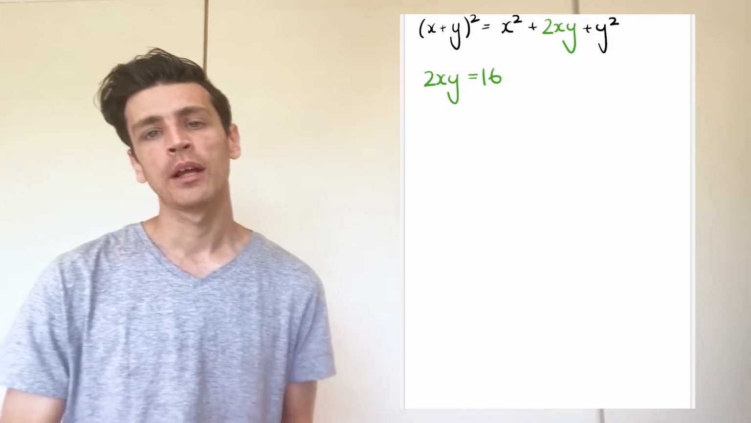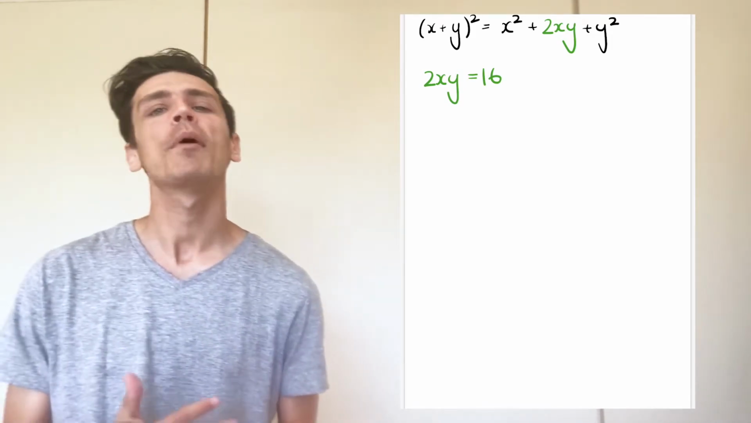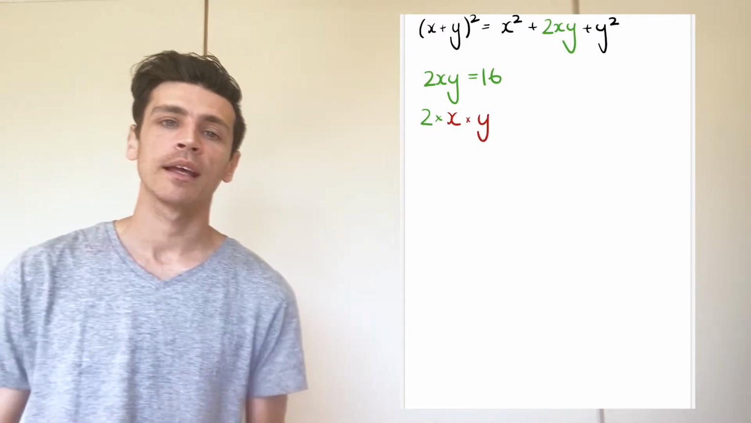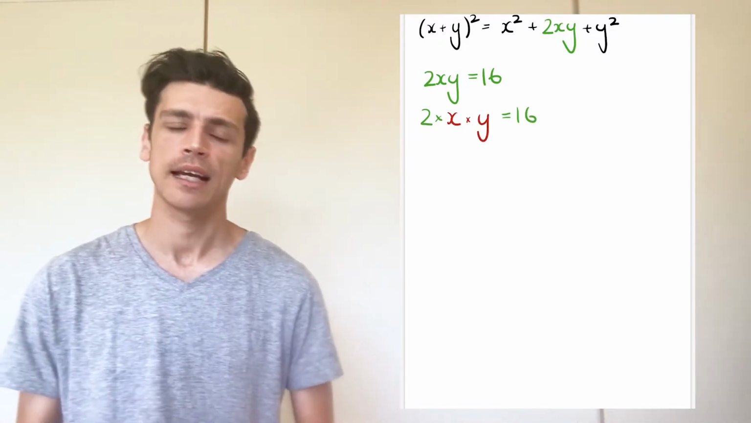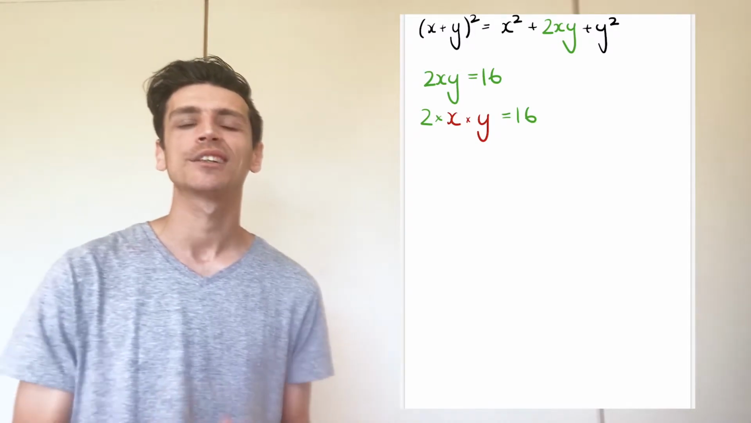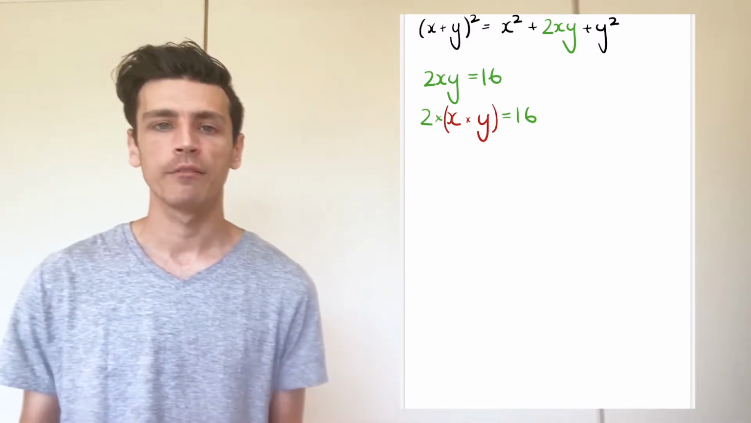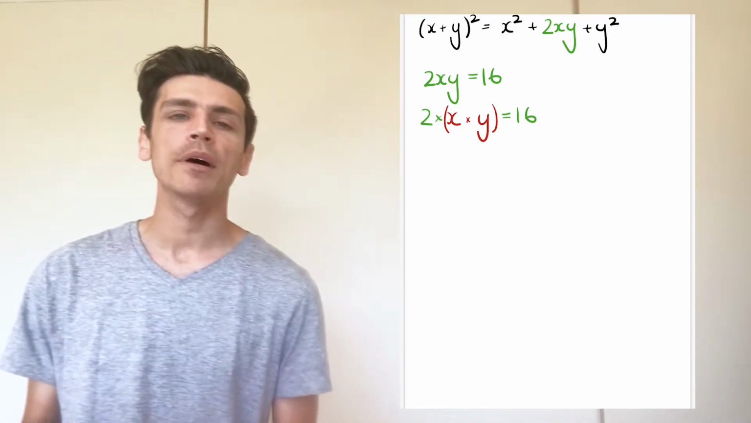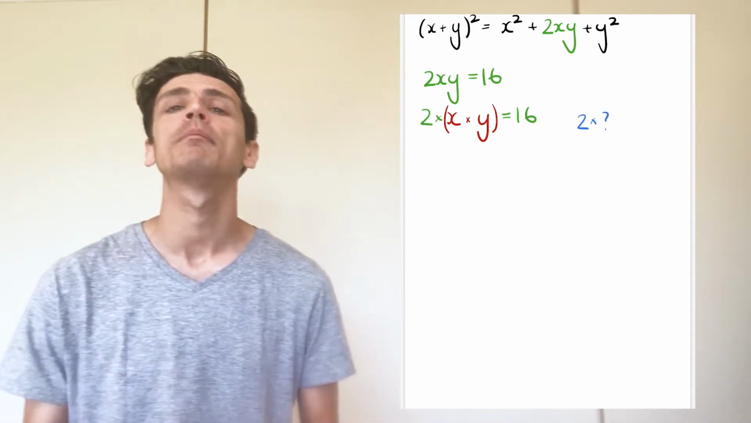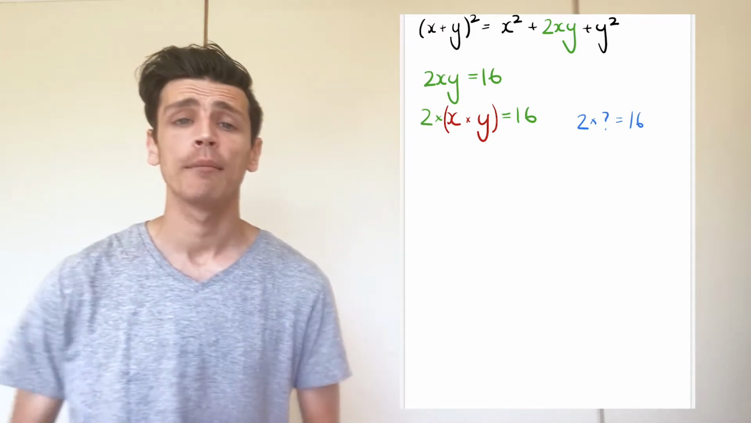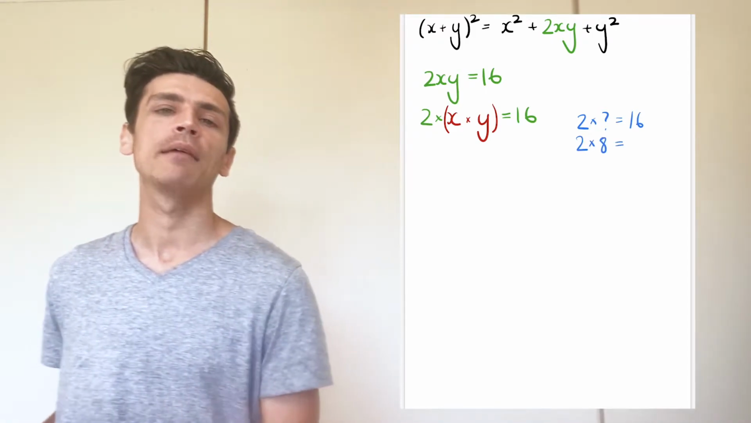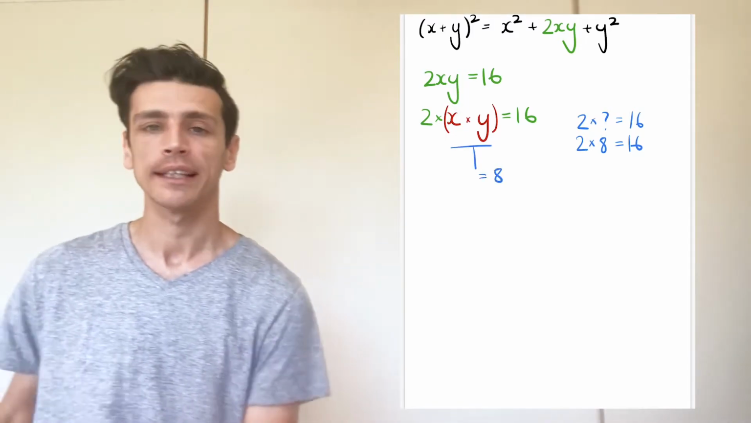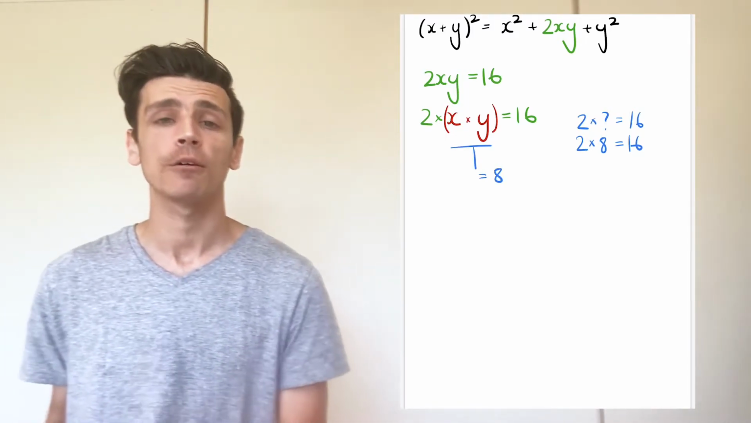So we've got 2xy, which really means 2 multiplied by x multiplied by y. So let's put the variables together in a bracket. So now what we've got is 2 multiplied by the variable stuff equals 16. Well, what number can I multiply 2 by that would make it 16? That's right, 8. So 2 multiplied by 8 would give me 16. So this variable stuff would have to equal 8 in order for this to be solved.